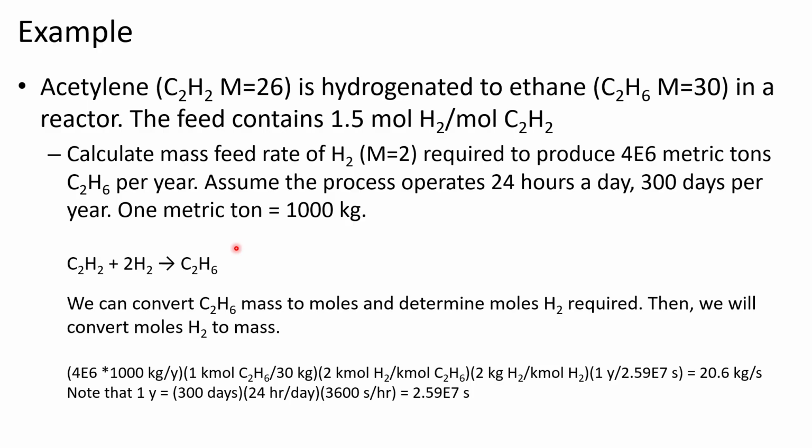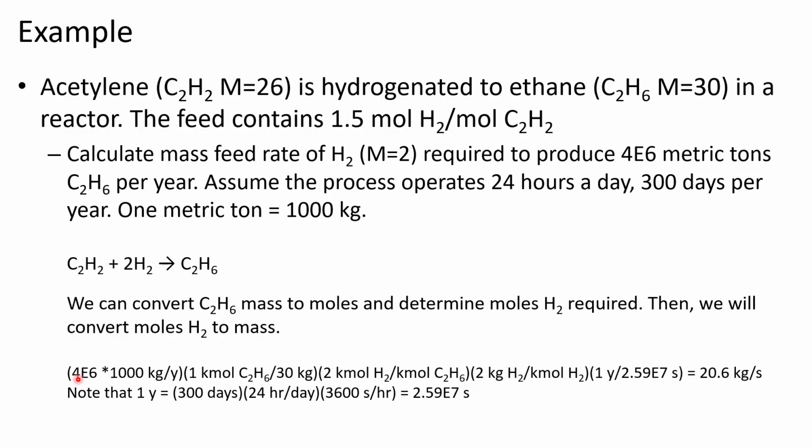And the thought process for this is that we're going to convert the ethane mass flow rate to a molar flow rate. And then we're going to determine the number of moles of hydrogen that are required from the stoichiometry of the chemical reaction. Then we'll convert the moles of hydrogen to mass. That's the thought process. Let's plug some numbers in.